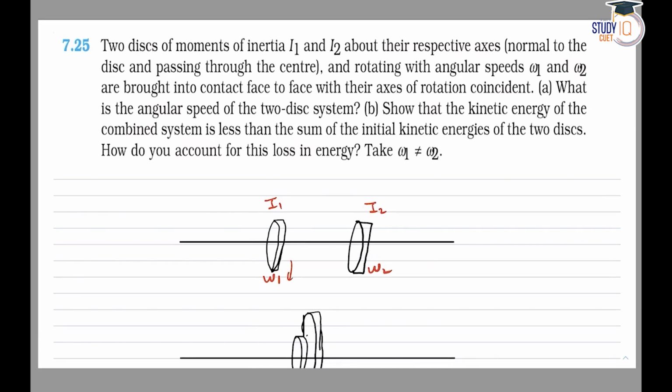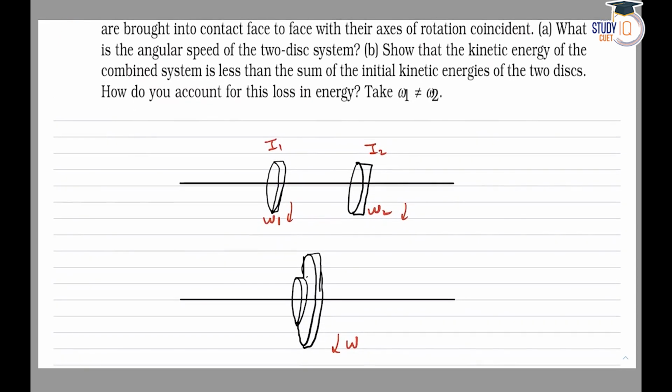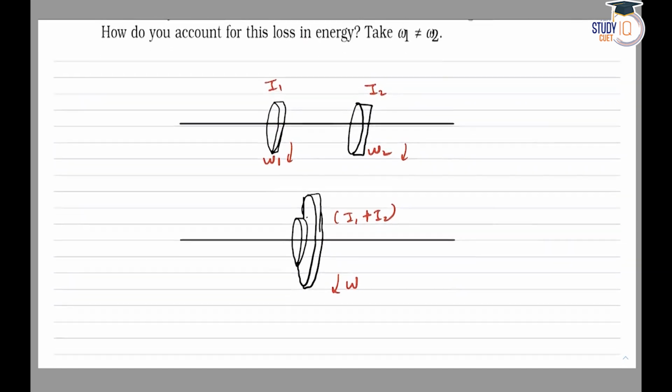Initially, they are rotating with angular velocity omega 1 and omega 2, and finally, they rotate, let's say, with angular velocity omega. So, in this, we are supposed to find out the value of final angular velocity of the system. So, the final moment of inertia of the system can be written as I1 plus I2, as both are combined.